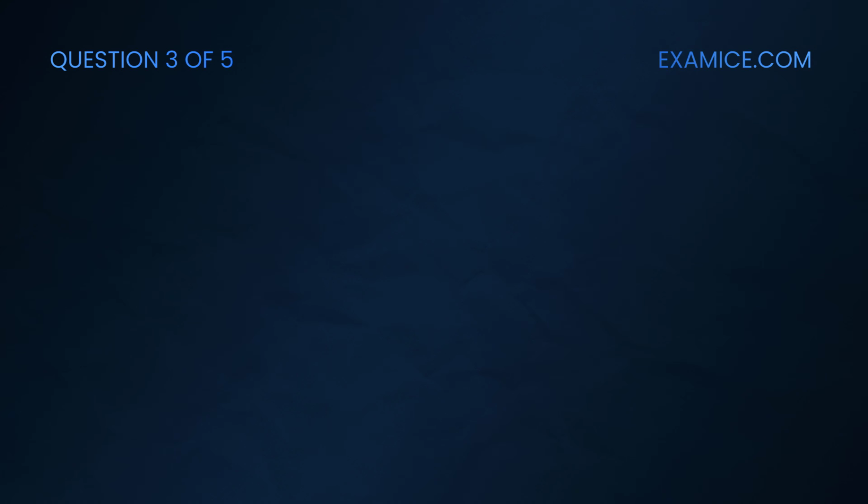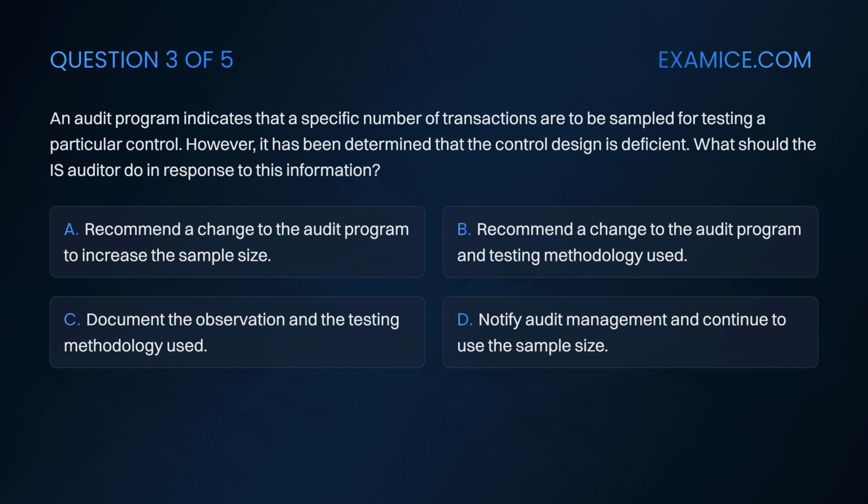Question 3. An audit program indicates that a specific number of transactions are to be sampled for testing a particular control. However, it has been determined that the control design is deficient. What should the IS auditor do in response to this information? Option A, recommend a change to the audit program to increase the sample size. Option B, recommend a change to the audit program and testing methodology used. Option C, document the observation and the testing methodology used. Option D, notify audit management and continue to use the sample size.